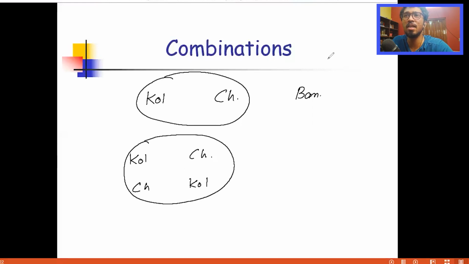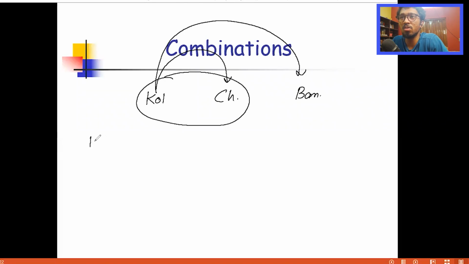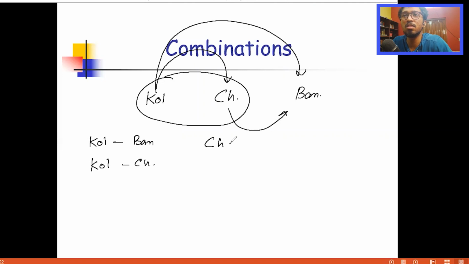We will check. First way, let's visually understand how we can select. Let me erase this portion. How can we select two teams? First, I can select Kolkata and Chennai, right? So let me draw the picture. First, I can select Kolkata and Chennai. Then I can select Kolkata and Bangalore. Let me write it down. So Kolkata, Bangalore, and Kolkata, Chennai. These two selections, and lastly we have Chennai, Bangalore. So we have three selections here.